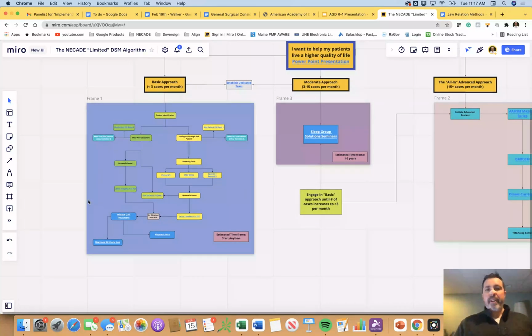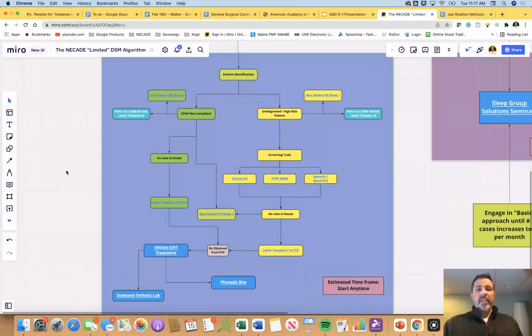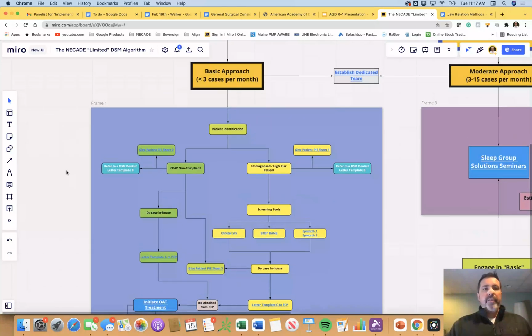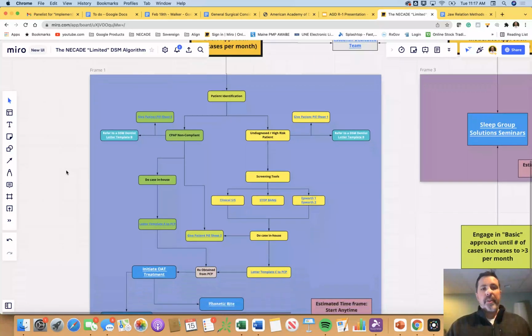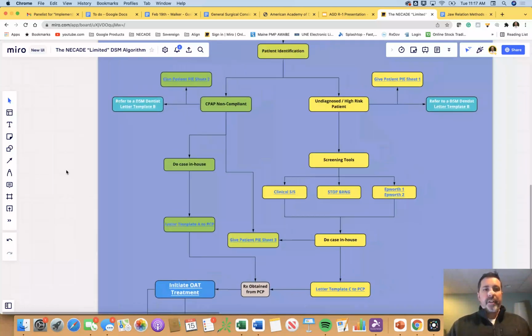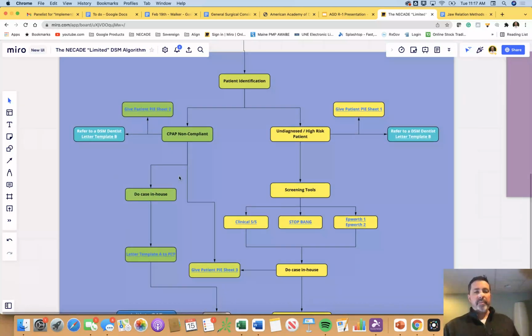But I'm assuming everybody's here to learn more about this world. I'm guessing that most people here have never heard of any of those and probably have not done any cases. If you have, hopefully I'm providing a different perspective on this world. But in the world of the basic approach, less than 3 cases per month, which is where you're going to start, we have this algorithm or flow chart here. Again, you're going to have access to this.